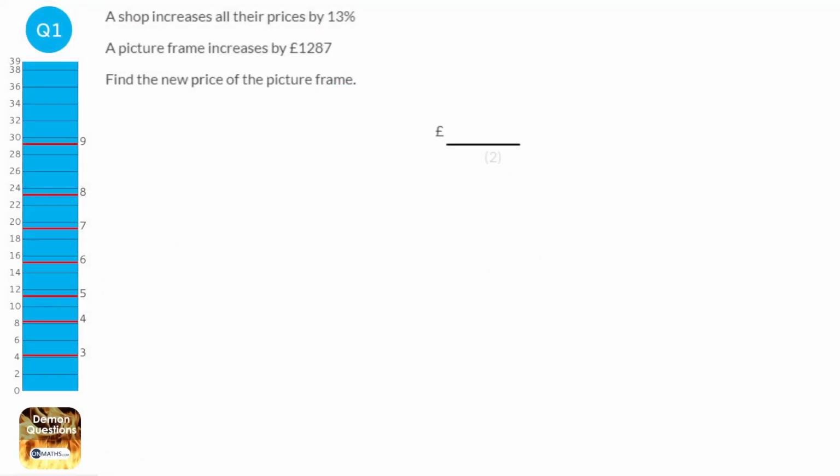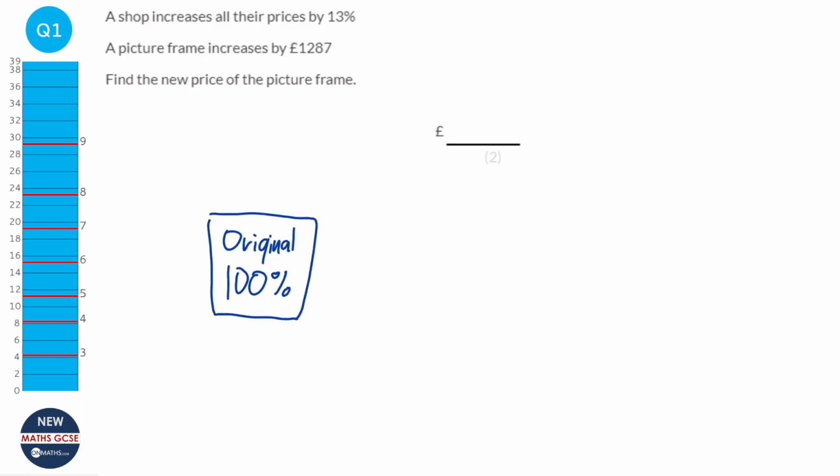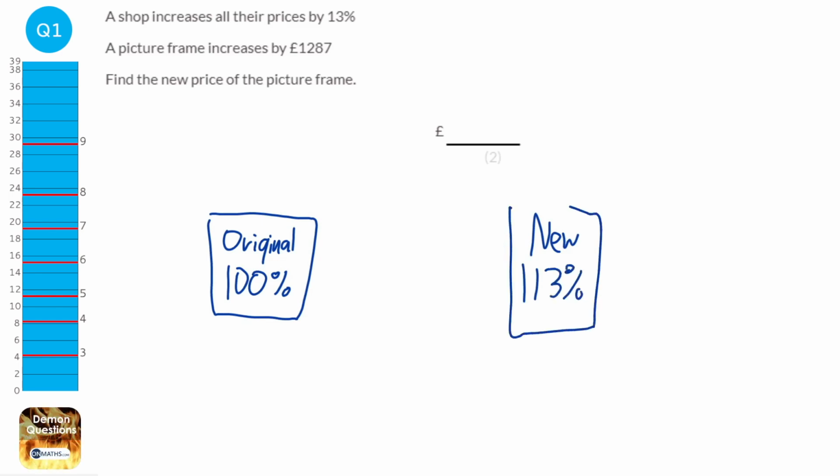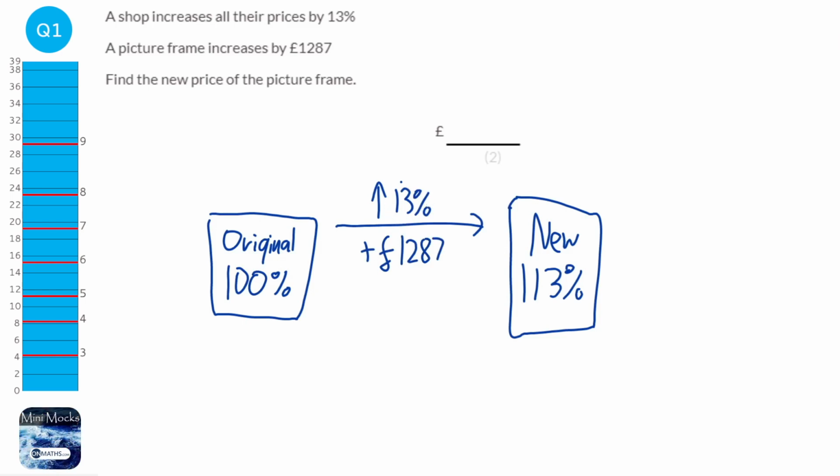So we have an original amount, and this represents 100% of the original amount. The new price, or new amount, represents 113% because it has gone up by 13%. So it has increased by 13%. And as a value, that increase is £1,287. So it's 13% of the original. It's gone up 13% of the original price.